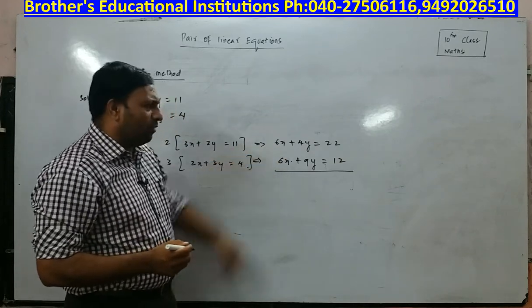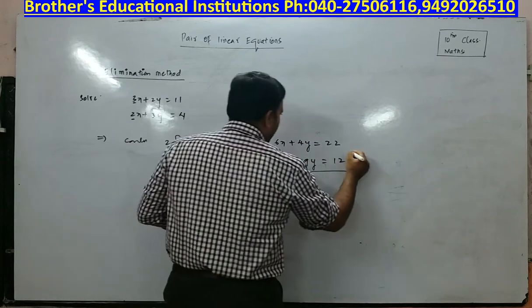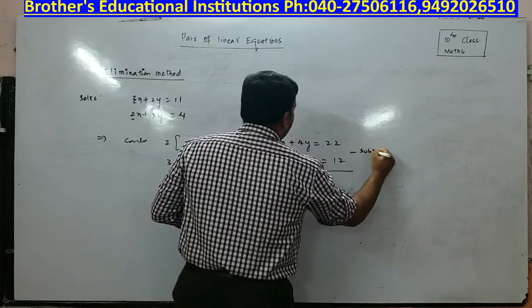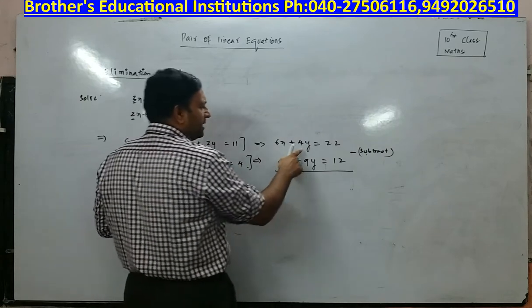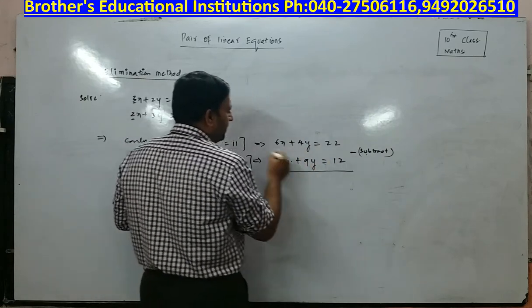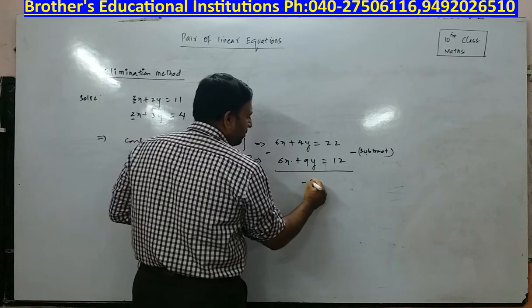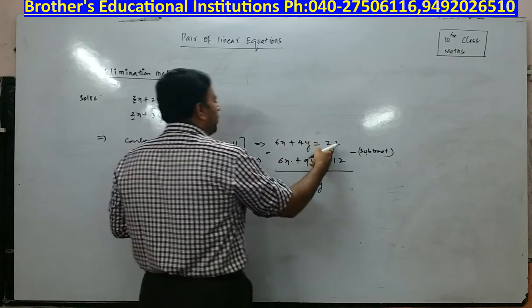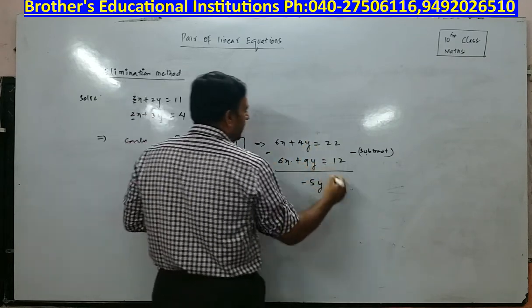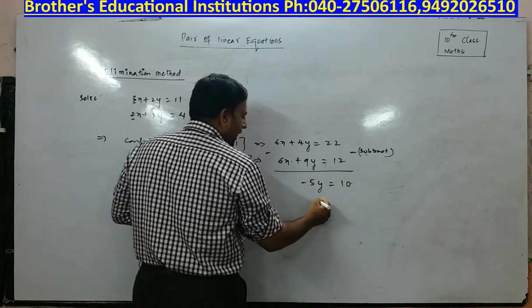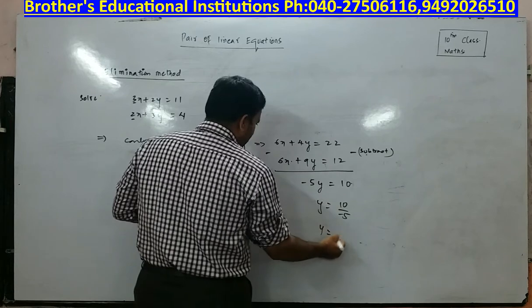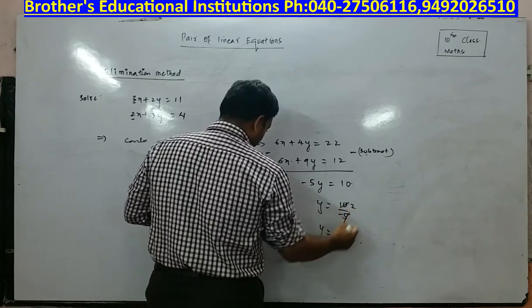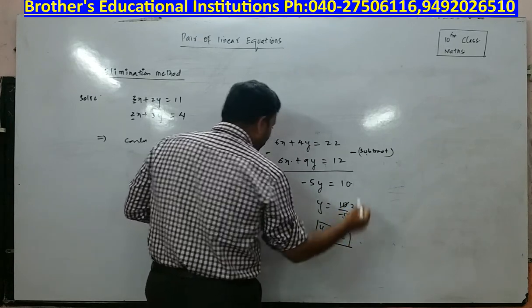Now, since I have both the equations, I am going to subtract. When I subtract, 6x minus 6x cancel. 4y minus 9y will be equal to minus 5y. And 22 minus 12 will be equal to 10. And now I write y is equal to 10 by minus 5. y is equal to minus 2.